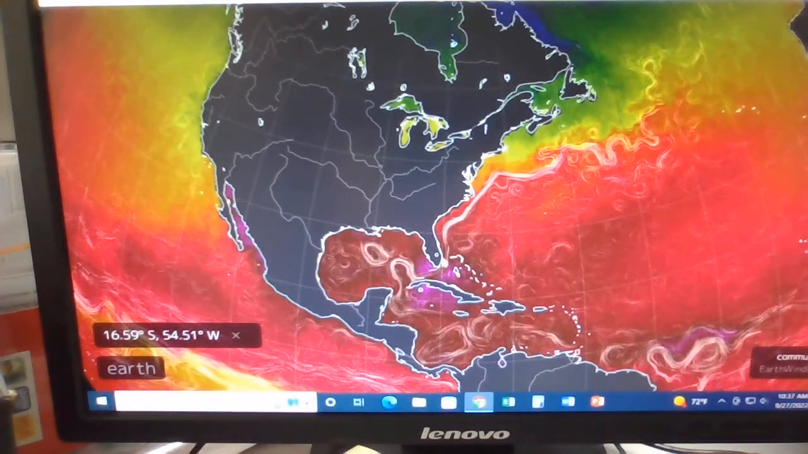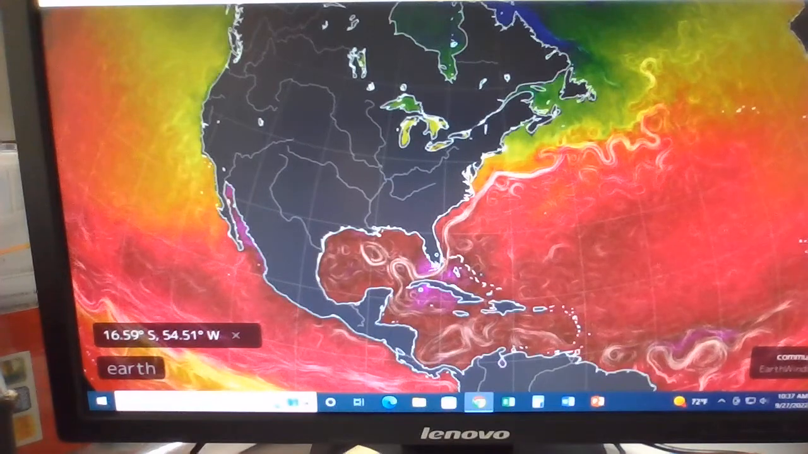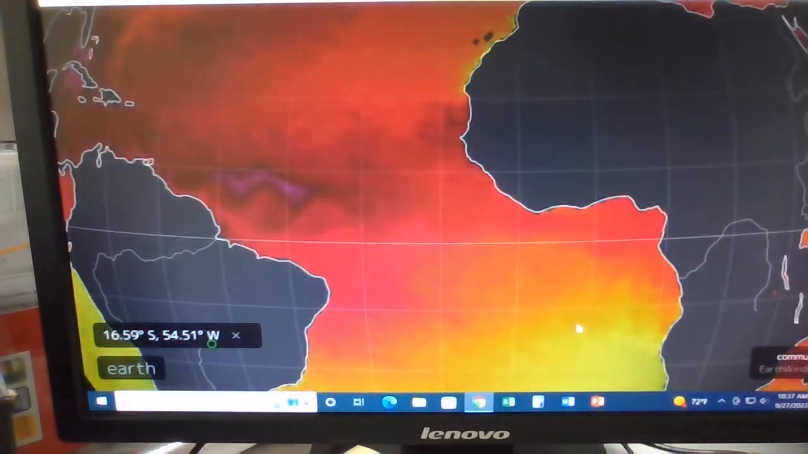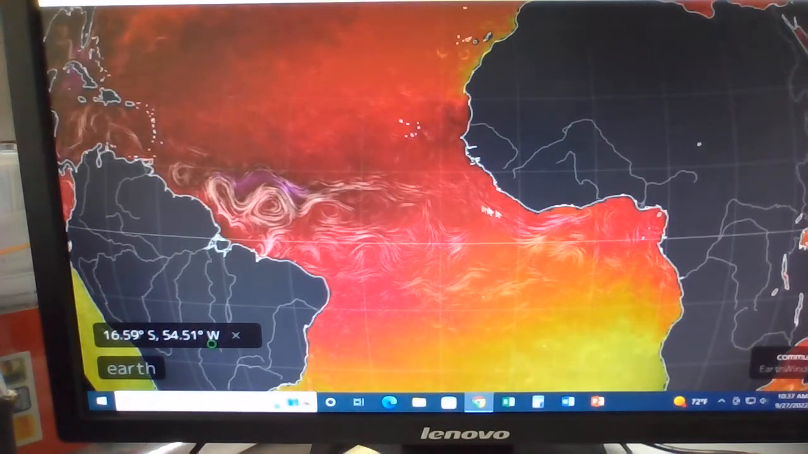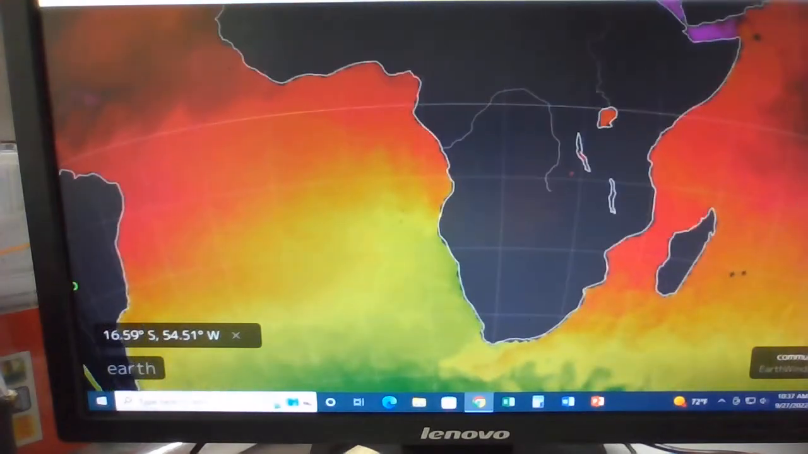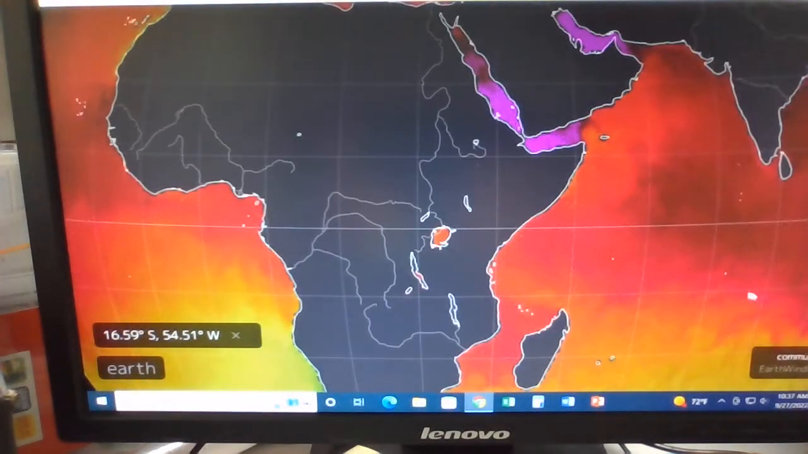These surface currents are also affected by land masses. So we can see that all of these land masses are affecting the direction of those currents. It hits land, it swirls it around, hits land, it swirls it around. Hits land, swirls it around.